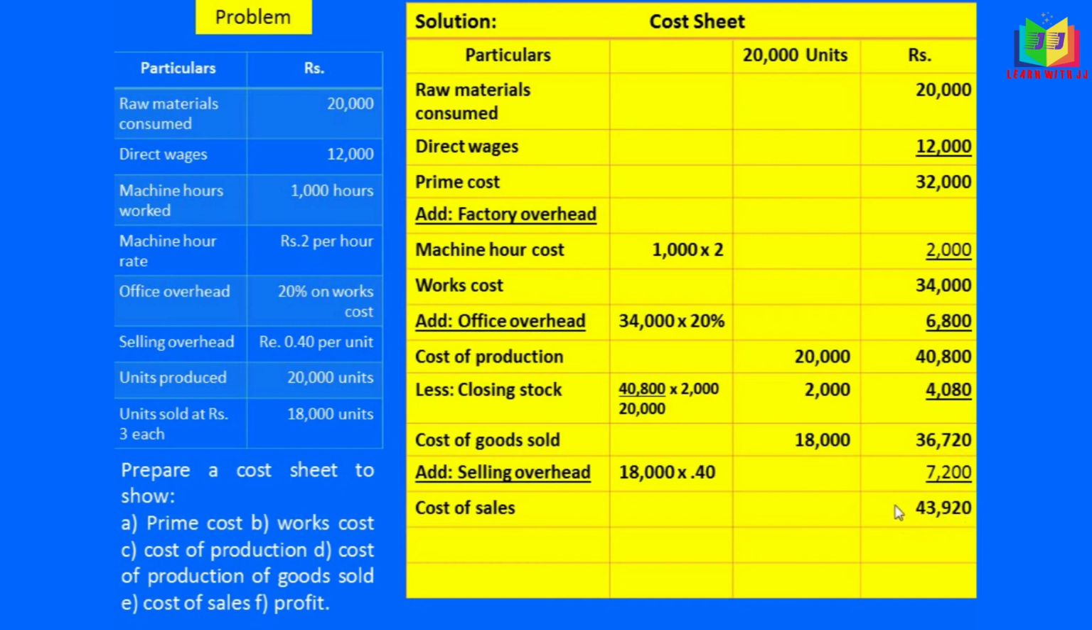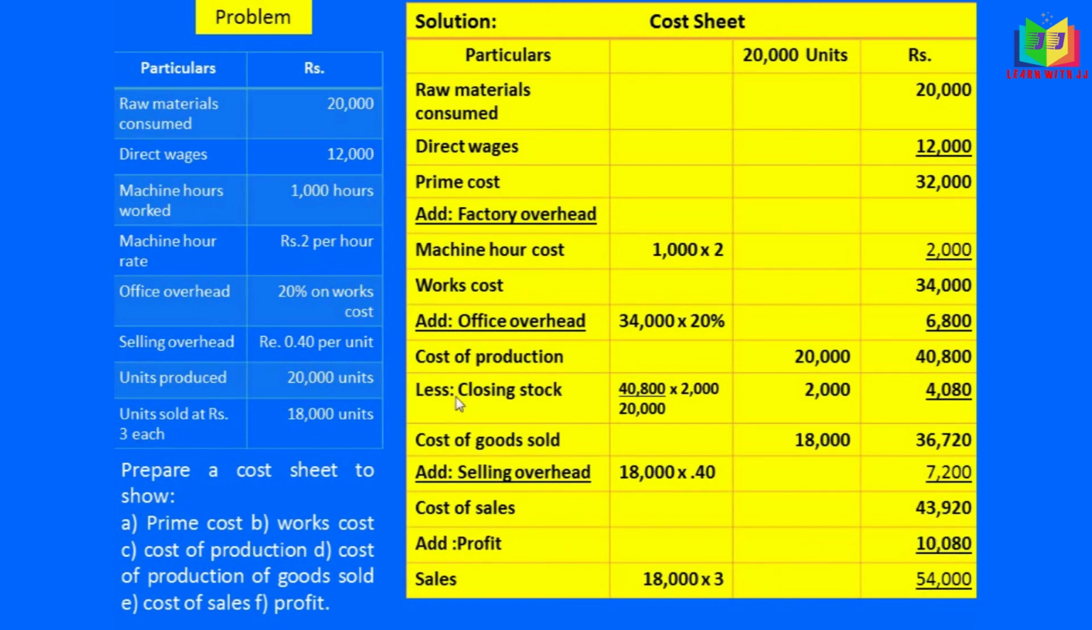And next, we don't have any information regarding the profit, but we have the number of units sold and the rate per unit. The number of units sold is 18,000 and the rate per unit is 3. So 18,000 into 3 will get 54,000 as the sales. If we subtract the cost of sales from the sales, we'll get the profit. Yes, 10,080 is the profit.